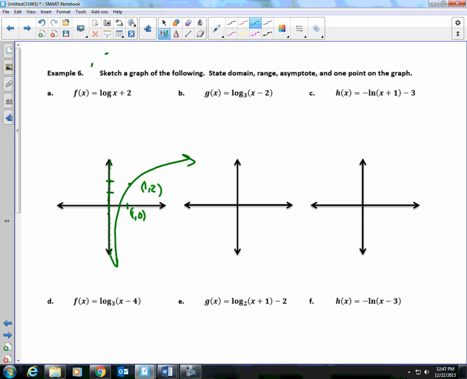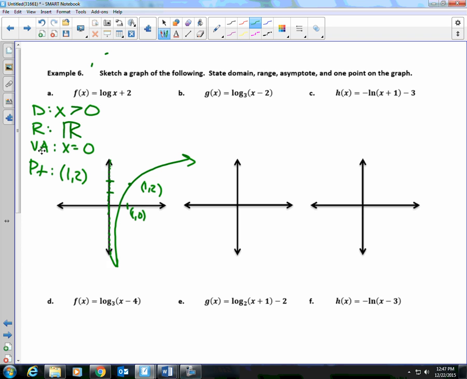So it says identify the domain, the range, the asymptotes, and 1 point on the graph. So we said the point was 1, 2. The vertical asymptote was x is equal to 0. What's the domain? X greater than 0, and the range, all reals.